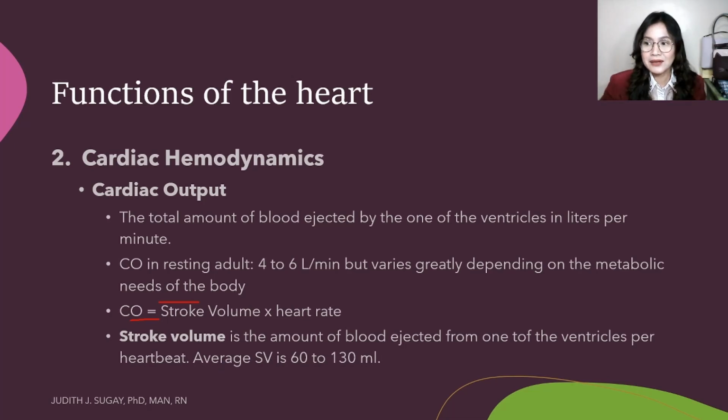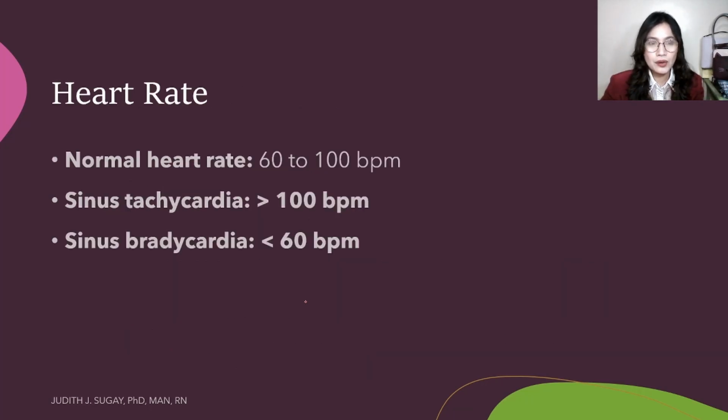The stroke volume, just to review, is the amount of blood ejected from the ventricles per heartbeat. The average stroke volume is 60 to 130 ml. Just a review once again, the normal heart rate ranges from 60 to 100 beats per minute. If it falls below 60 beats per minute, we call that sinus bradycardia. If it is more than 100 beats per minute, it is called sinus tachycardia.